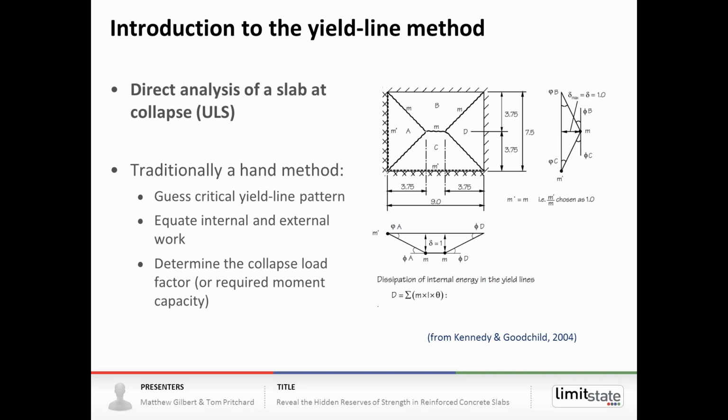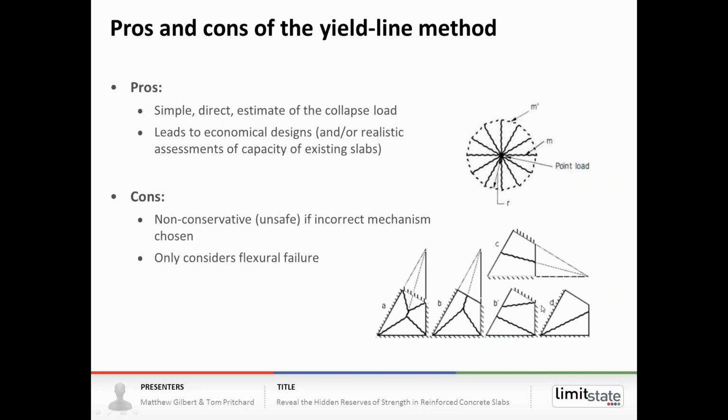The method typically involves the following steps. First step is that you guess a yield line pattern. You then deform the mechanism and you equate internal and external work, and then you calculate the collapse load, or if you're looking at a design problem, the required moment capacity. So it's in theory a relatively simple approach. Directly you get a measure of the collapse load or required moment capacity.